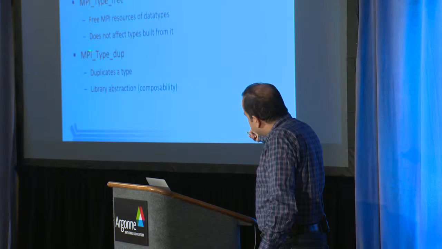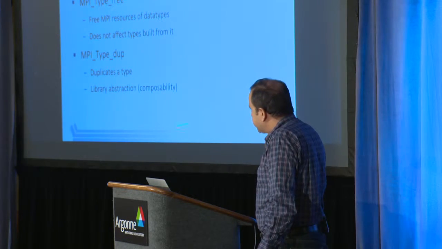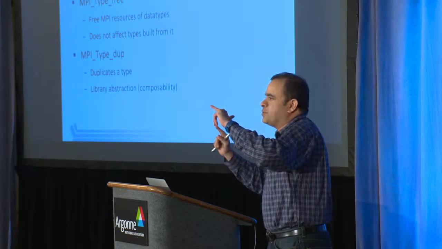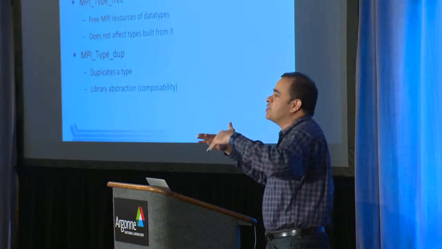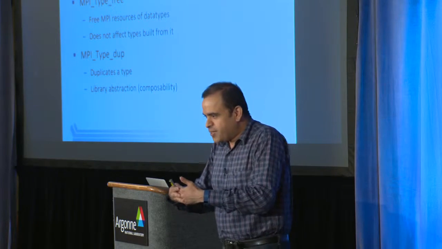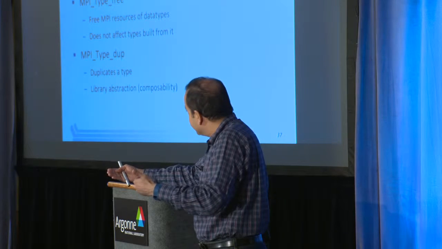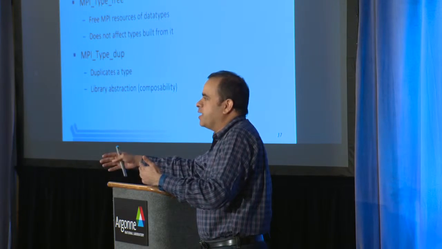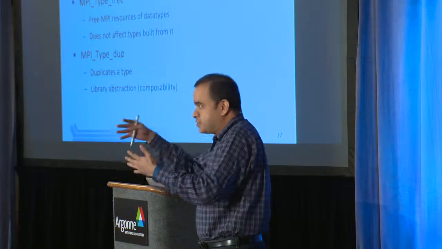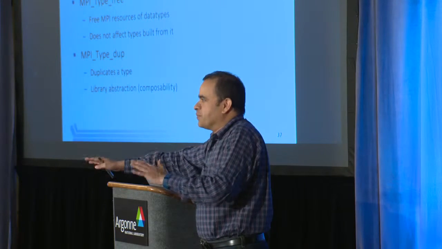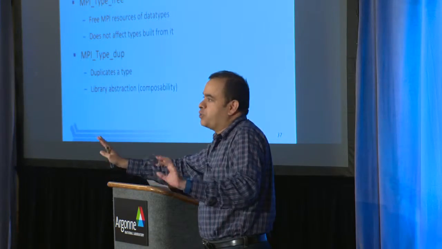That is type free. You can also duplicate a data type. So if someone asked this question, you created a type and you want to create a duplicate of it. You can just call MPI type dup, and it's useful in libraries. That really is identical to the original type, there's no difference between them. If you free one, you don't free the other.